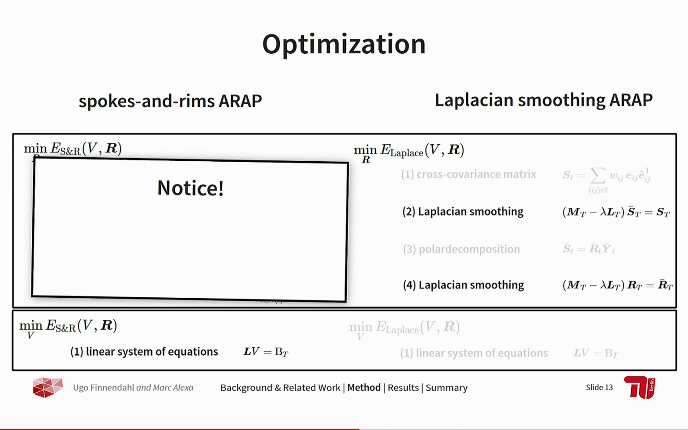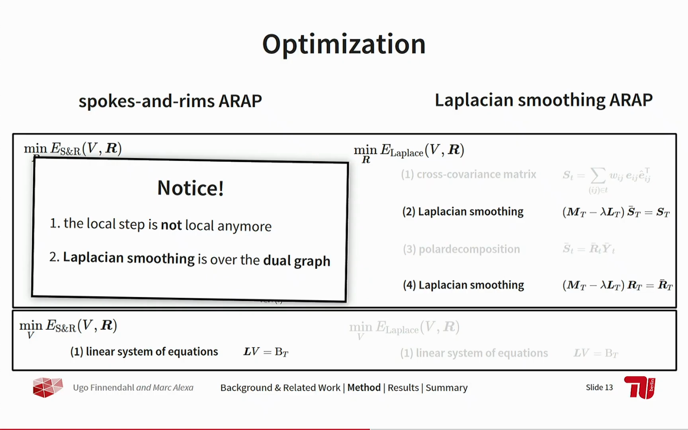Notice, first, we use the implicit Euler integration for the Laplace smoothing, so we need to solve a global linear system of equations, so the previously local step is not local anymore. And second, the Laplace smoothing is over the dual graph because we smooth over triangle values, not over vertex values. This is just a quick notice.